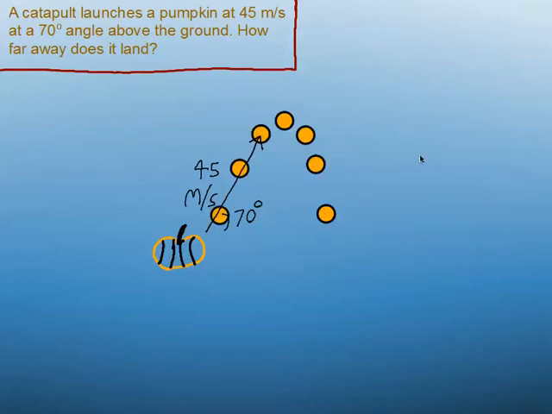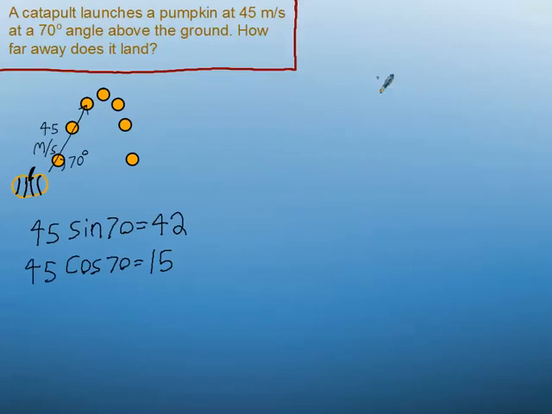So we end up with a nice curvy parabolic flight where the pumpkin spends just as much time going up as it does going down. So the first half of its flight is here, second half of its flight is there. Next, since the object's being launched at an angle, we've got to break it up into its horizontal and vertical velocities. So we use sine and cosine to take care of that. And when we do, we get the values 42 meters per second and 15 meters per second.